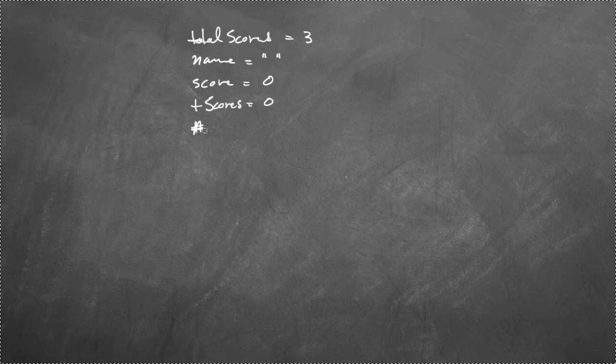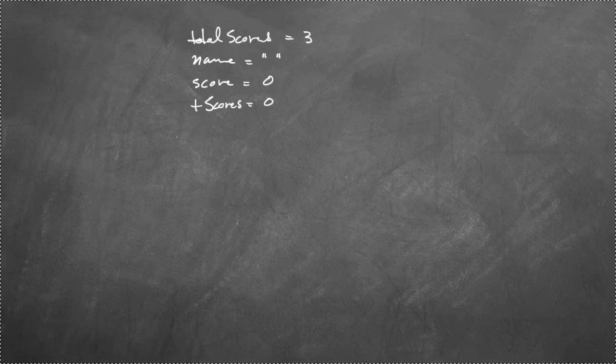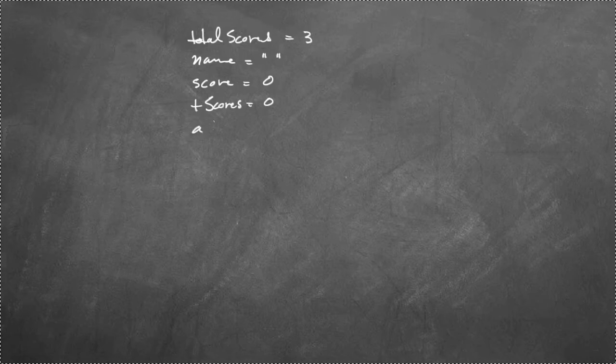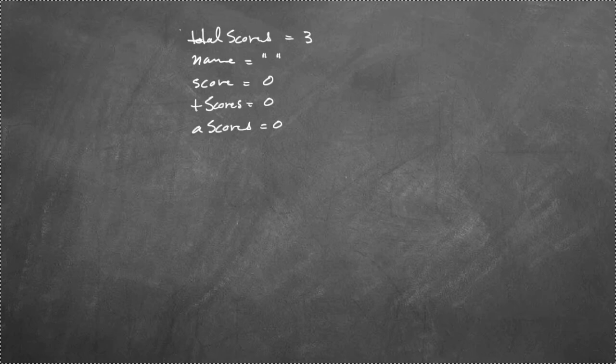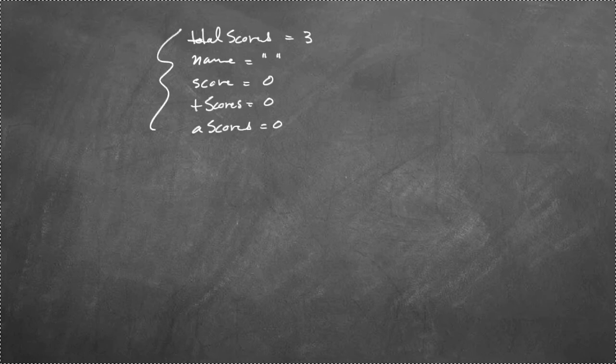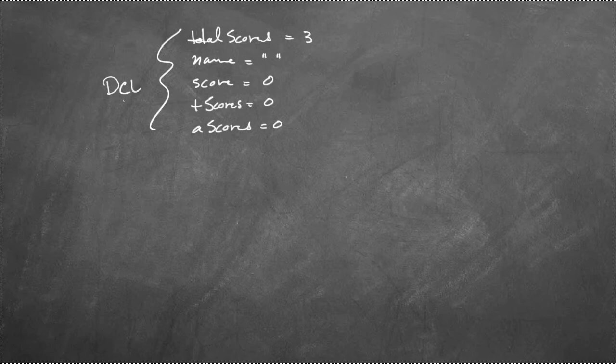Actually, this should be an A, and it shouldn't be an uppercase A. It needs to start with a lowercase a. So we'll go a_scores is equal to 0. So I've declared all of my variables. And this is something that you have to do in many programming languages, but not necessarily in Python. DCL. We're declaring vars.